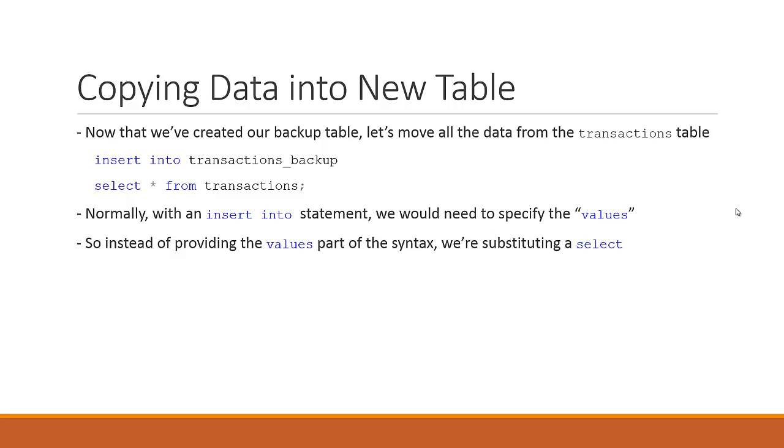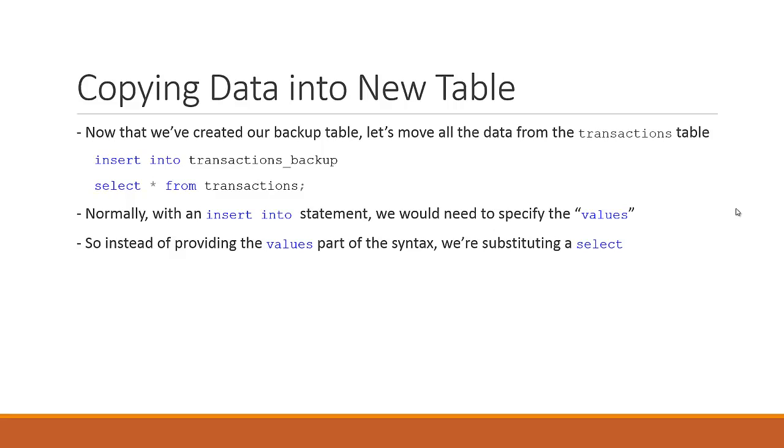Now, instead of having to write out 1,000,000 lines of SQL script code to copy each individual transaction, or each individual row if there were a million different rows in that transactions table, we can just use this second part of the statement, which is the select statement. So we say select star from transactions.